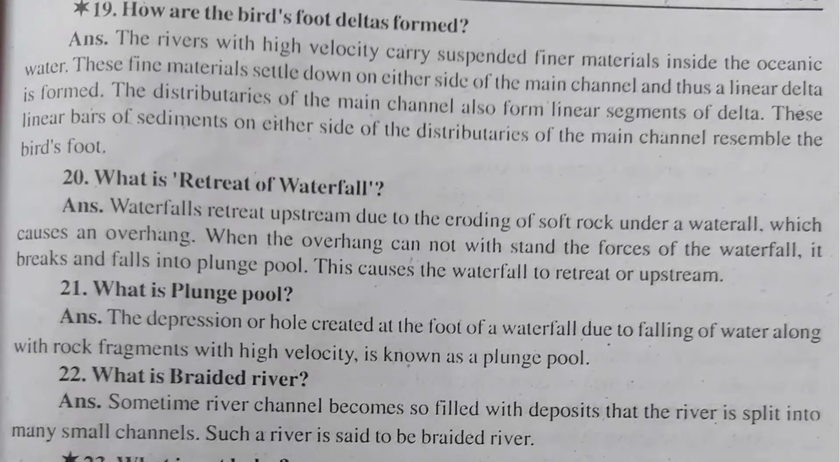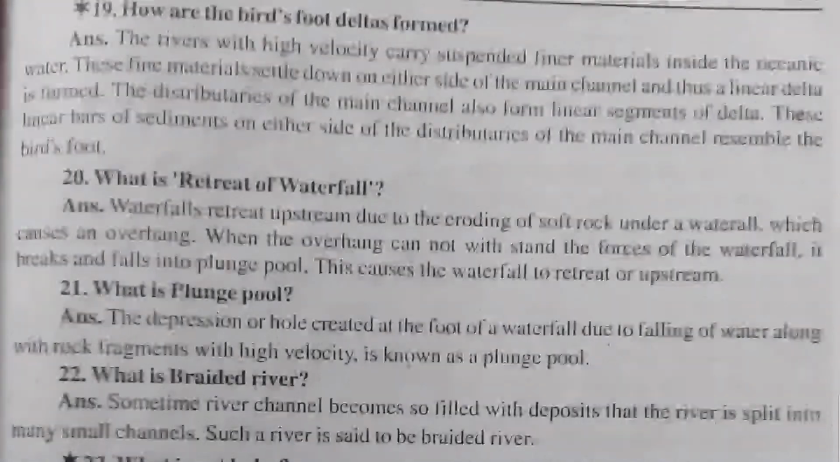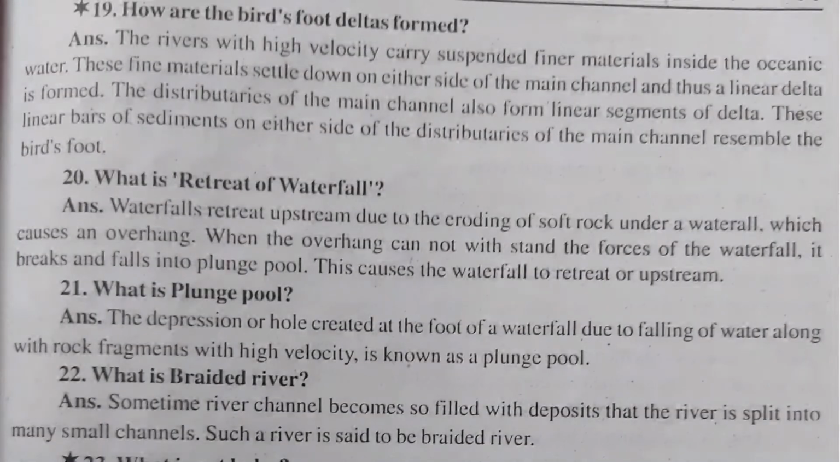Next question is, how is the bird's foot delta formed? The river with high velocity carries suspended finer materials into the oceanic water. These fine materials settle down on either side of the main channel and thus a linear delta is formed. The distributaries of the main channel also form linear segments of delta. These linear bars of sediment on either side of the distributaries of the main channel resemble a bird's foot.